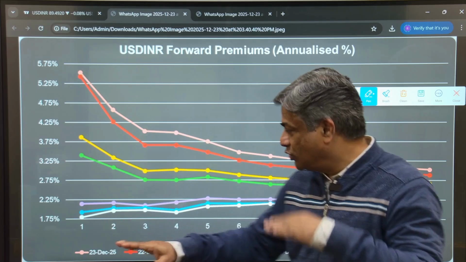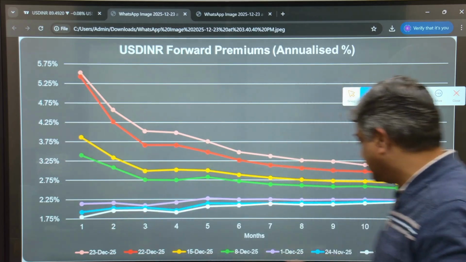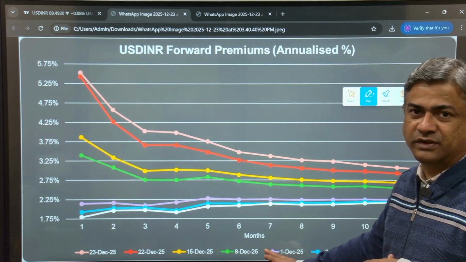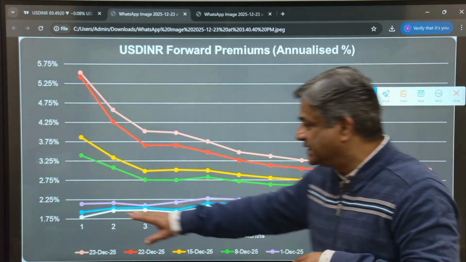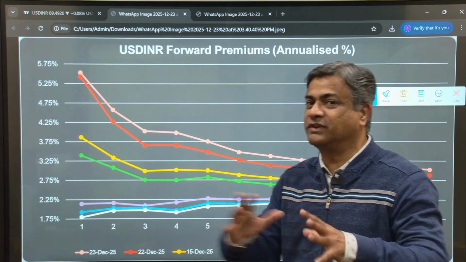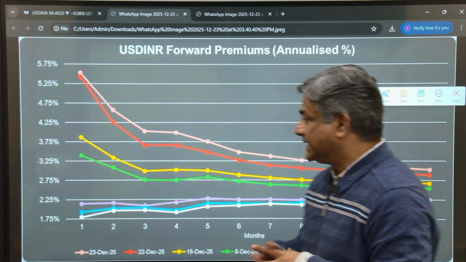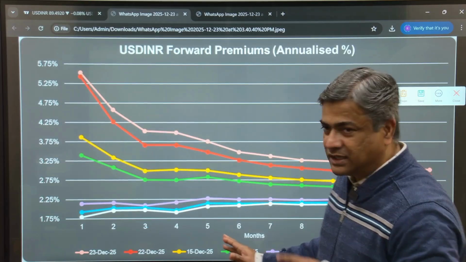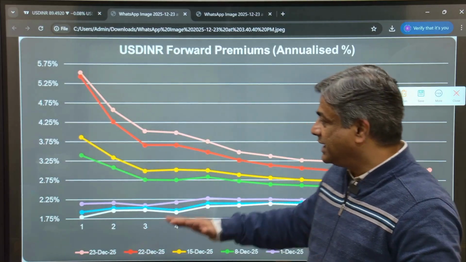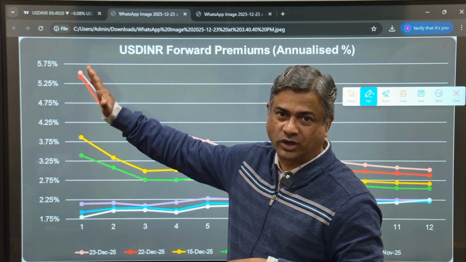If you look at these three lines, these are 17th November, 24th November and the first week of December. These are the times when the markets were stable and there was not much excitement in the forward premiums. Then we had the announcement of the swap, and then the swap happened on 16th, and see how the premiums have shot up.